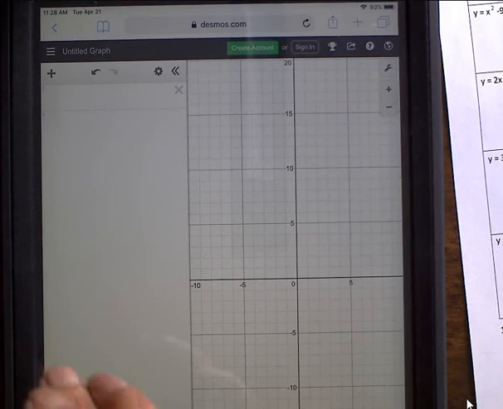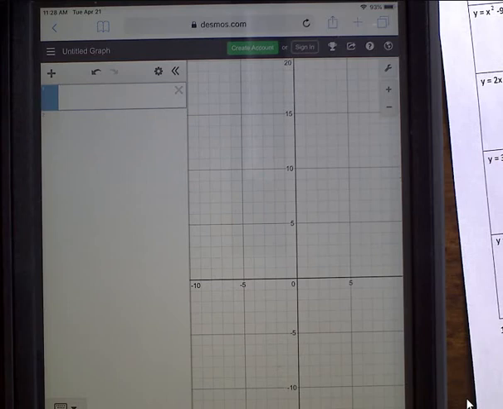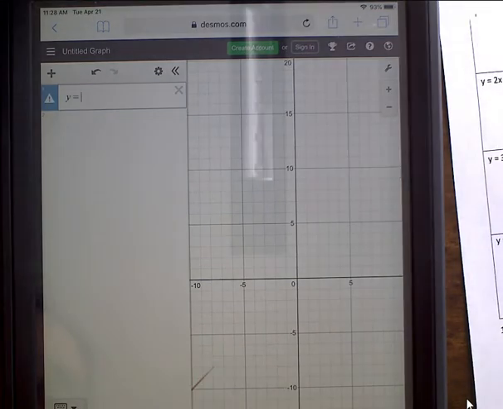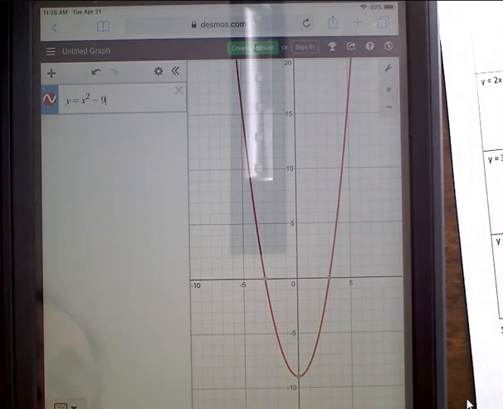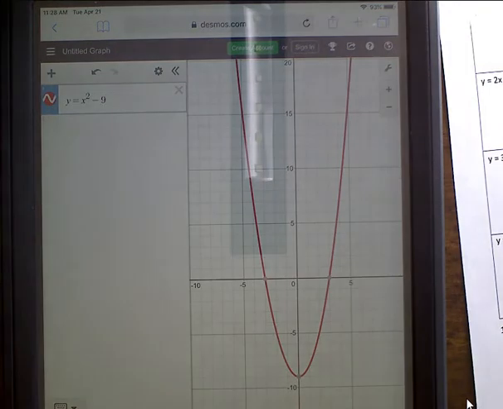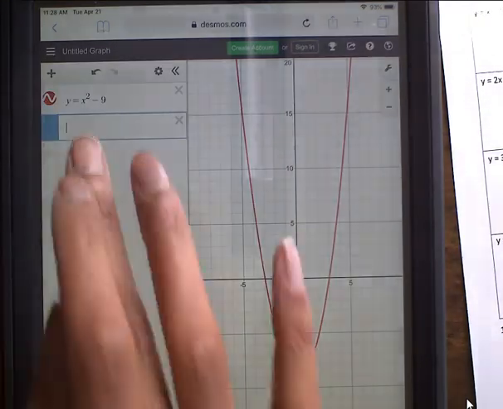So I'm going to type out my equation for my graph. The first equation was y equals x squared minus 9. So y equals x squared minus 9. And there's the graph. Okay, next what I want to do is sketch out the second equation.